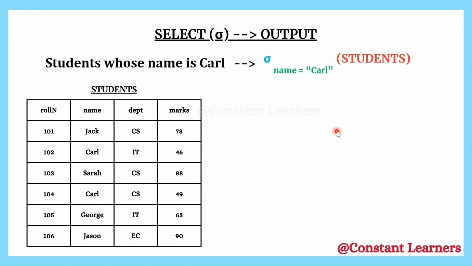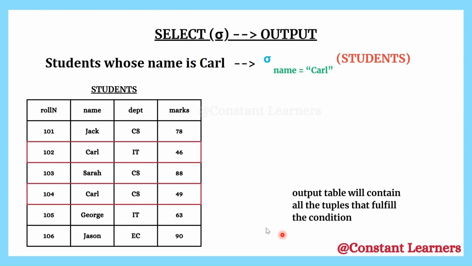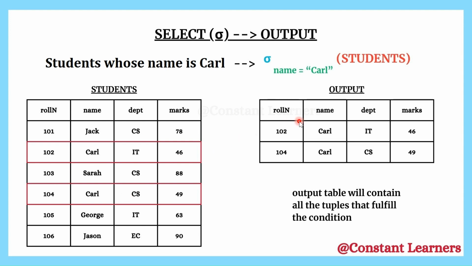So this is our query. Now, what data will be fetched? Which rows will be fetched? Both of these rows, because both of these rows have the student's name as Carl. The output will contain all the tuples that fulfill this condition. That means this tuple and this tuple, along with all of these attributes. All right. So select operation selects entire rows. That means rows that contain all of the columns that are present in the original table. Like here, we have all the columns: roll number, name, department, marks, right? And the students with names Carl are given as the output.